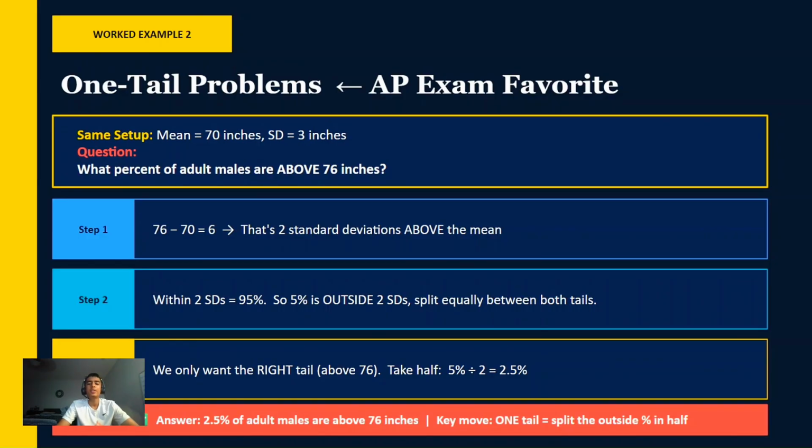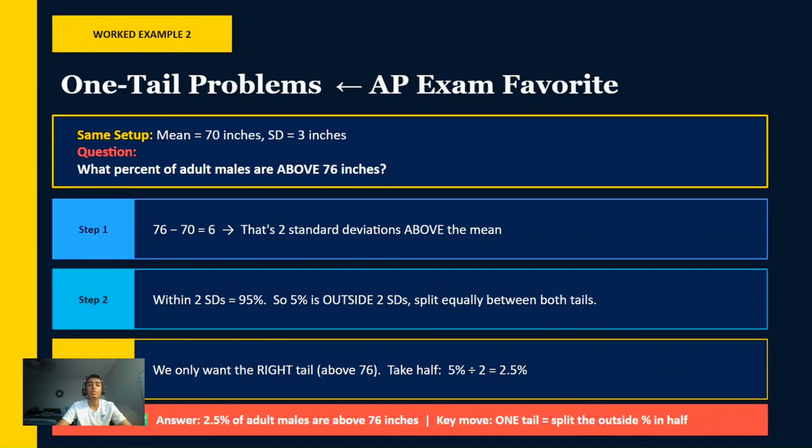All right. Step 1. How far is 76 from the mean? 76 minus 70 is 6. That's 2 standard deviations above the mean. Step 2. Within 2 standard deviations, we have 95%. That means 5% is outside of 2 standard deviations total, split equally between the two tails. Step 3. Since we only want the right tail above 76, we take half of that 5%. 5 divided by 2 is 2.5. That means 2.5% of adult males are above 76 inches tall for this normal distribution.